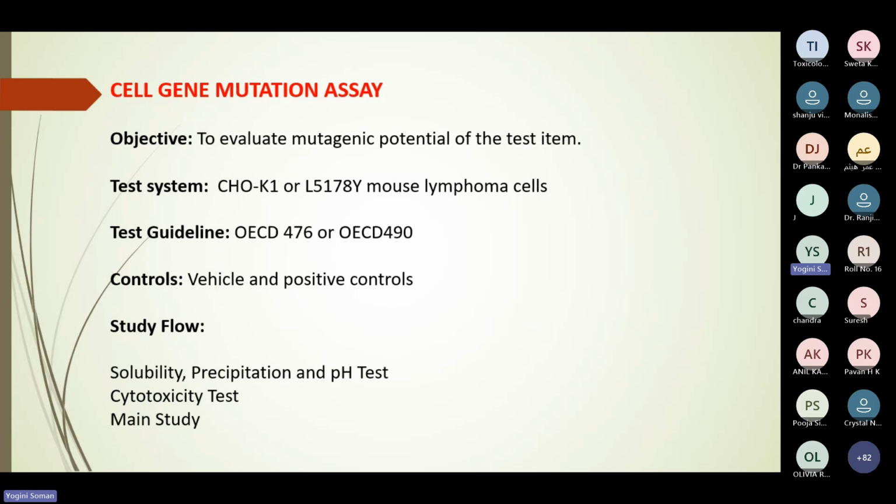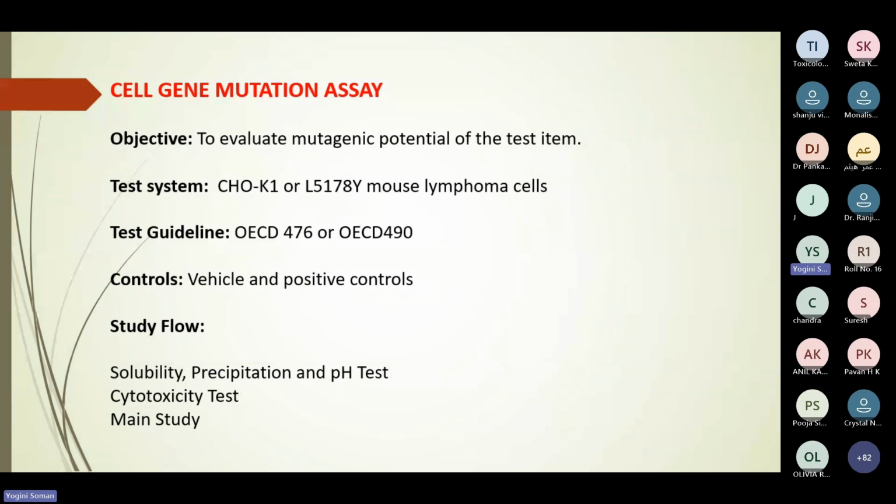So there are again three experiments: without metabolic activation system, 3 hours exposure and 24 hours exposure, and with metabolic activation system, only 3 hours of exposure. After 3 hours of exposure, you should change the media, and for 24 hours exposure you should continue the exposure till 24 hours, and then after 24 hours you can directly seed the cells.